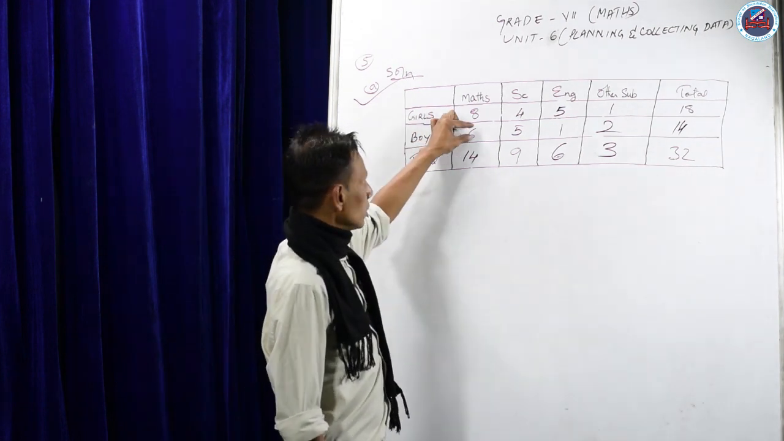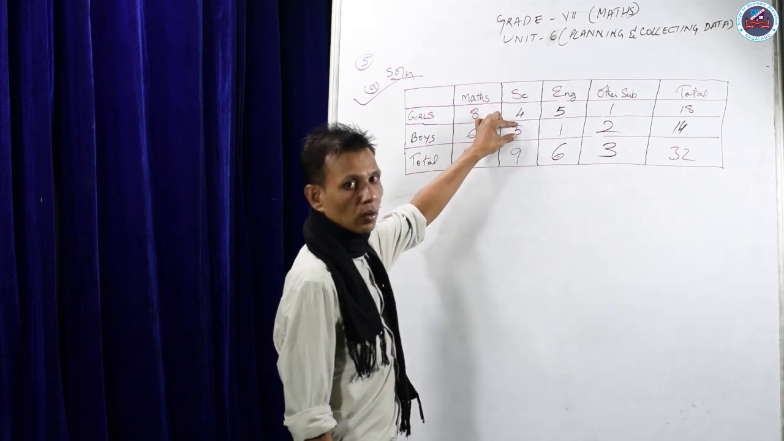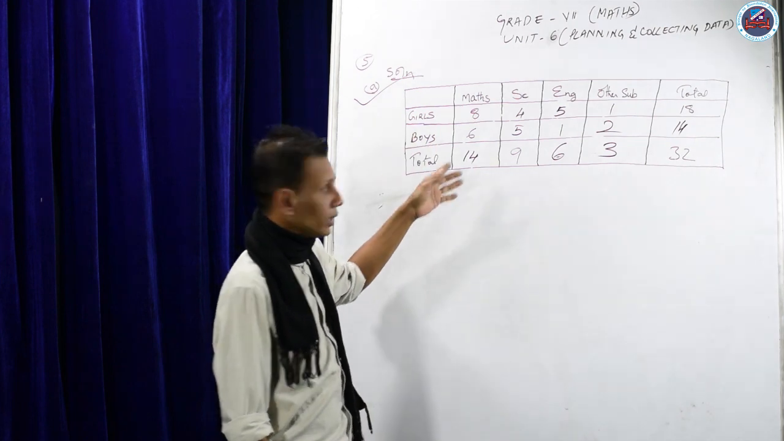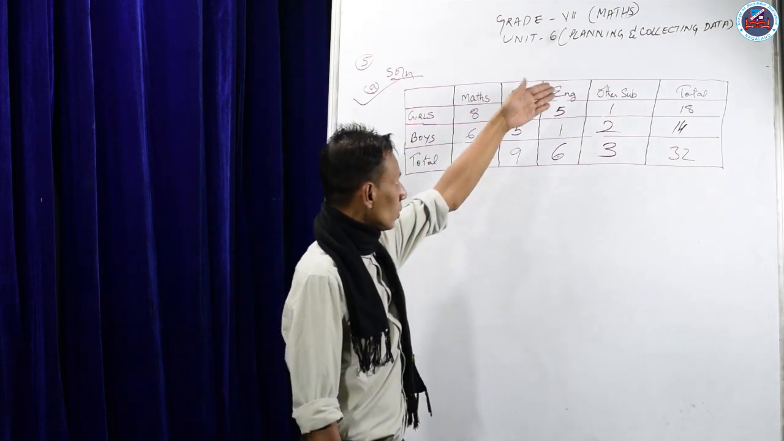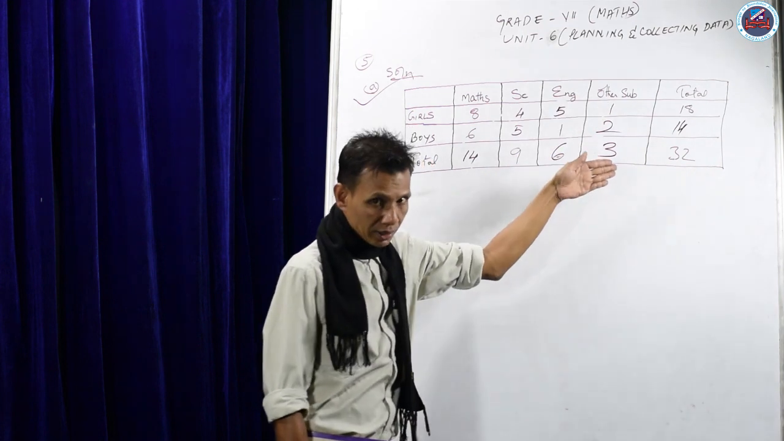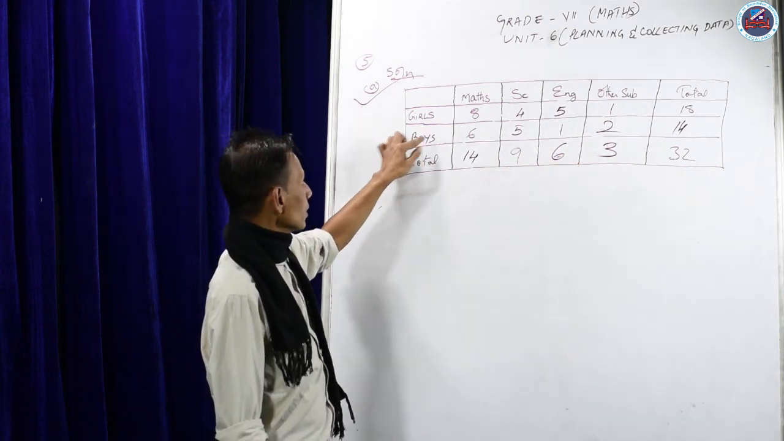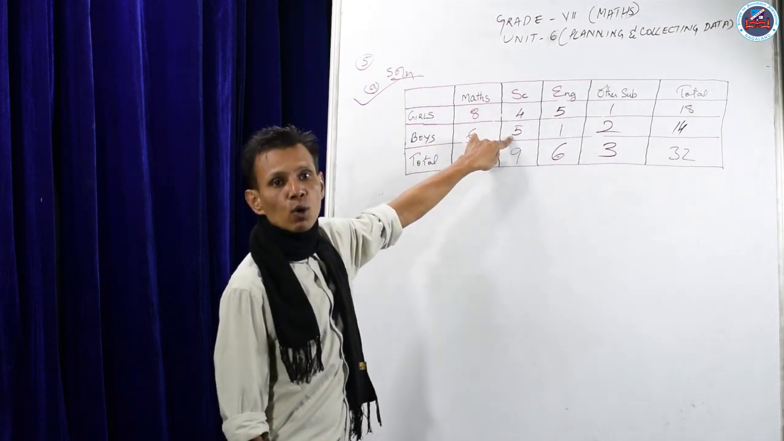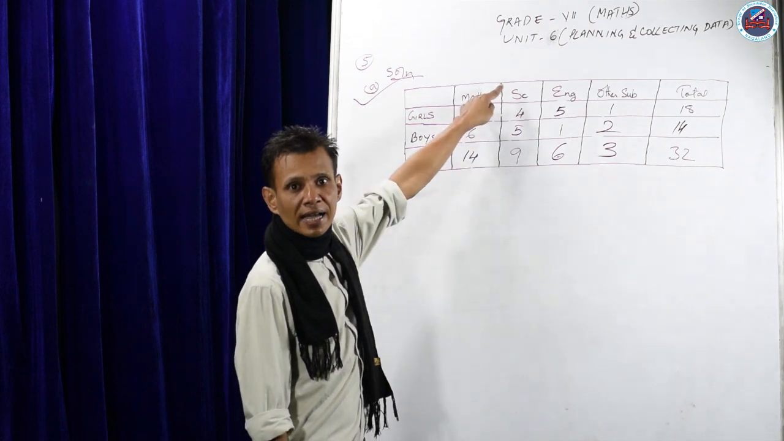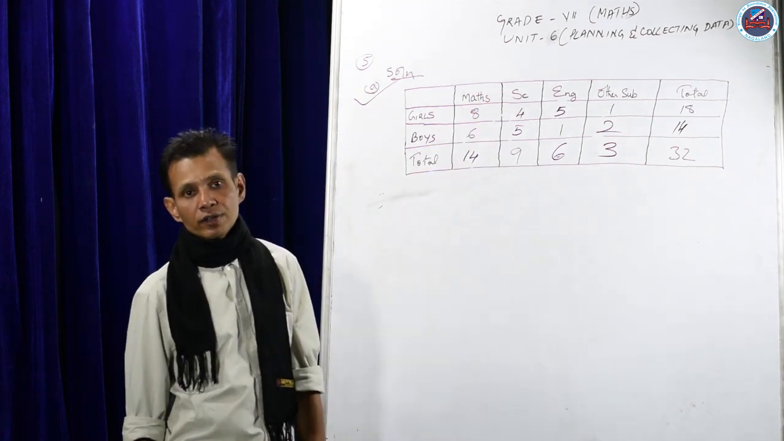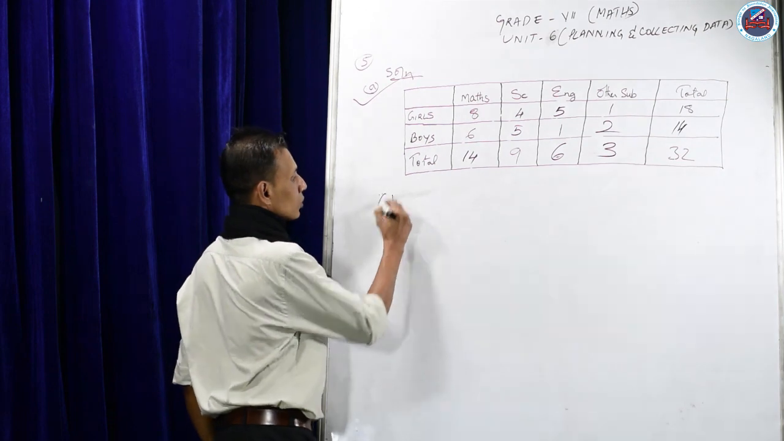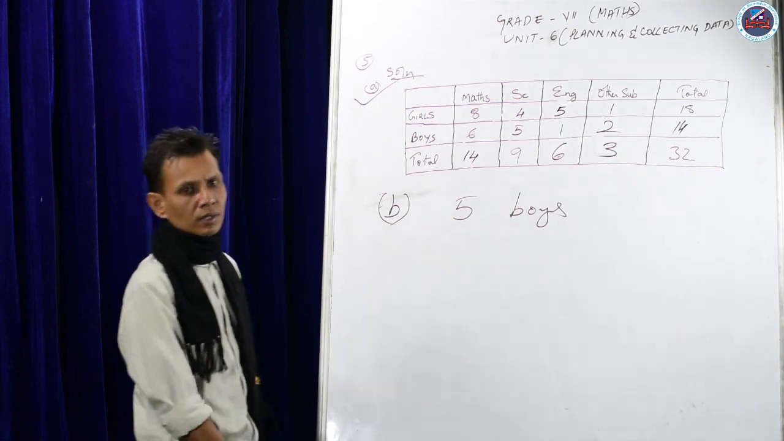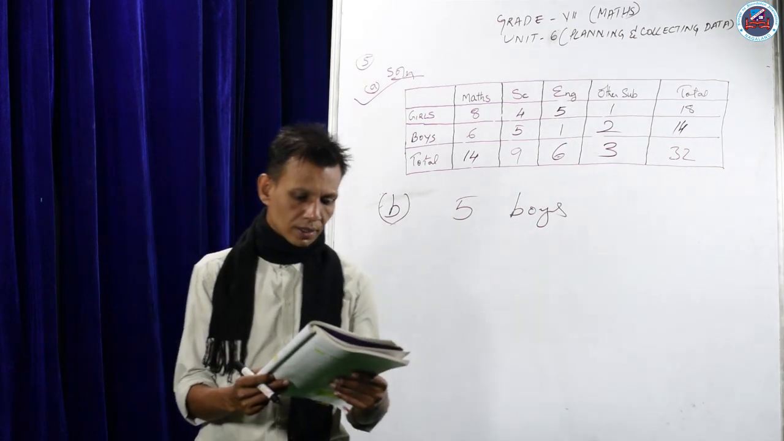Now, boys, this is maths, this is science. How do I know? This is maths because this is the maths column. And this is science because this is all science. All these are English. These all are other subject. Now let's see. Boys, this is for math. This is for science. 5 boys choose science as their favorite subject. So your B answer will be 5 boys. Simple. Let's go to C and check.